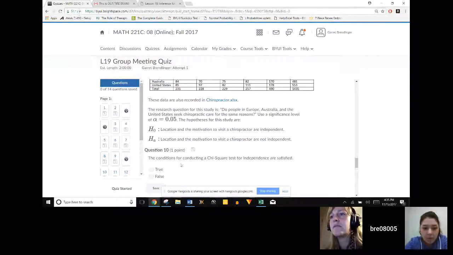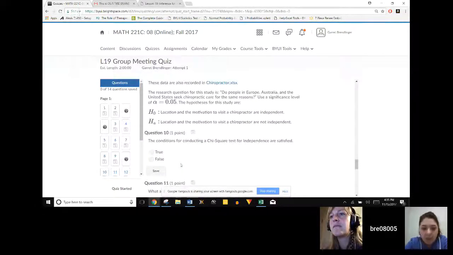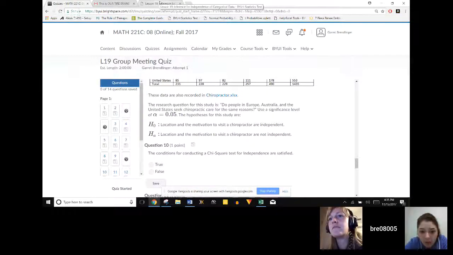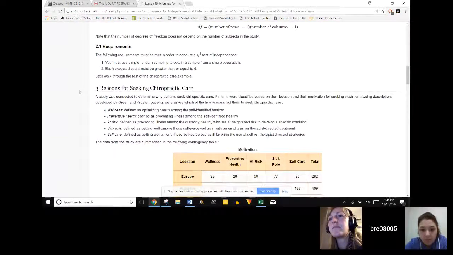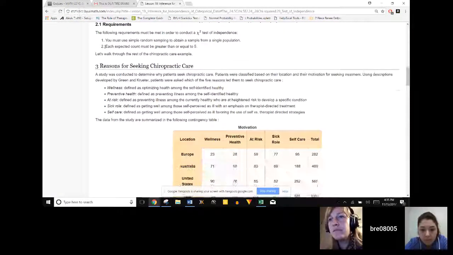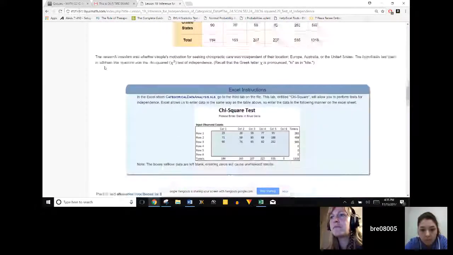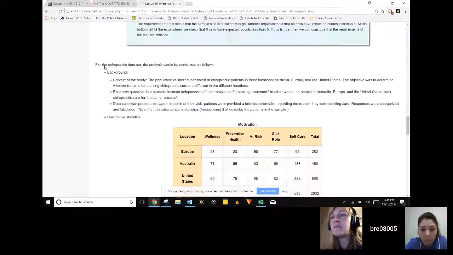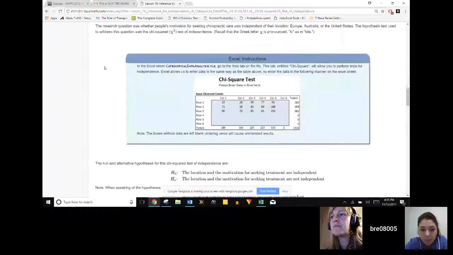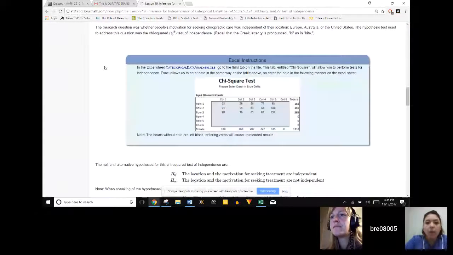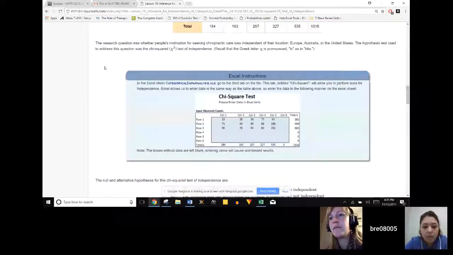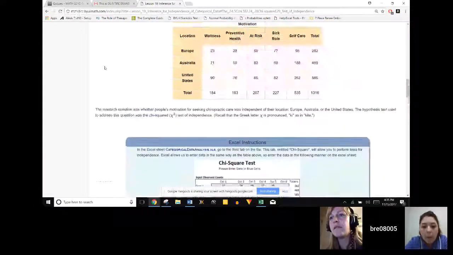What number are we on? Let's see. There it is. 10. Okay. The conditions for conducting a chi-square test are satisfied. Well, the null and the alternative look good. And that's different than the x squared test? Yeah? I think so. Conditions for that. Let's see. What are you looking at right now? Number 10. Are you on question 10? Okay. Yeah. So we have a new chart.